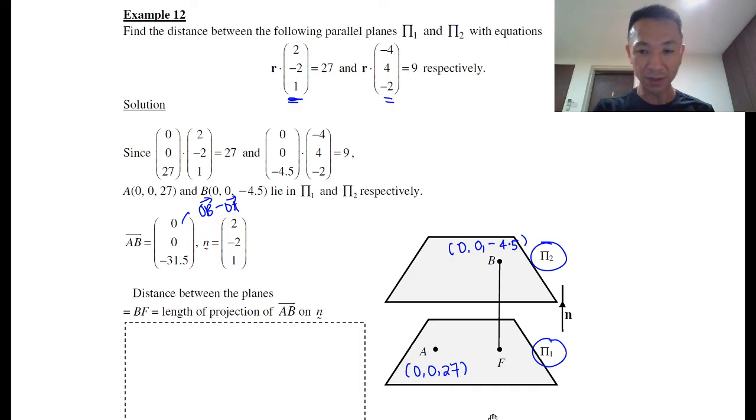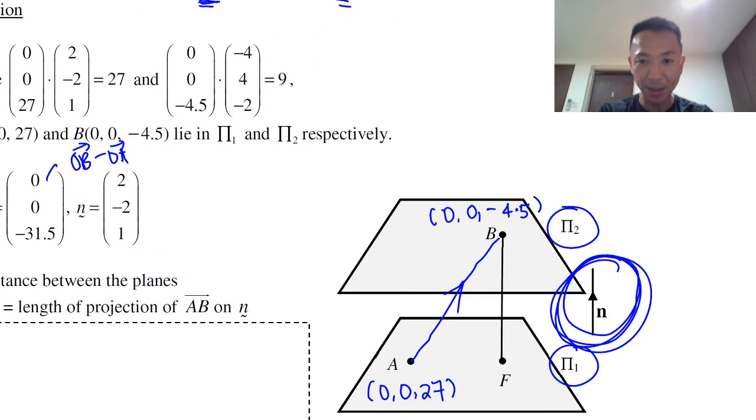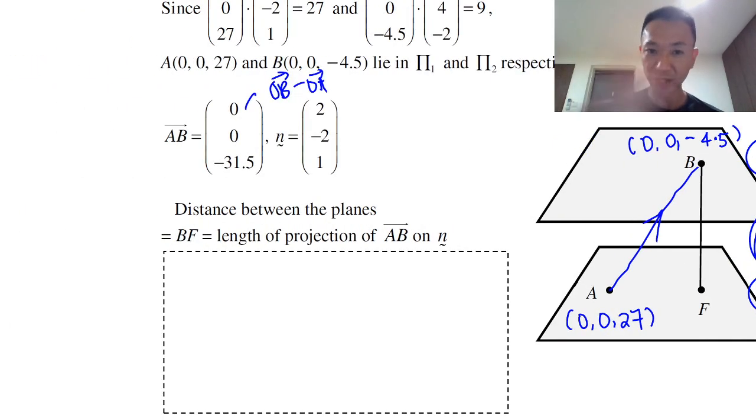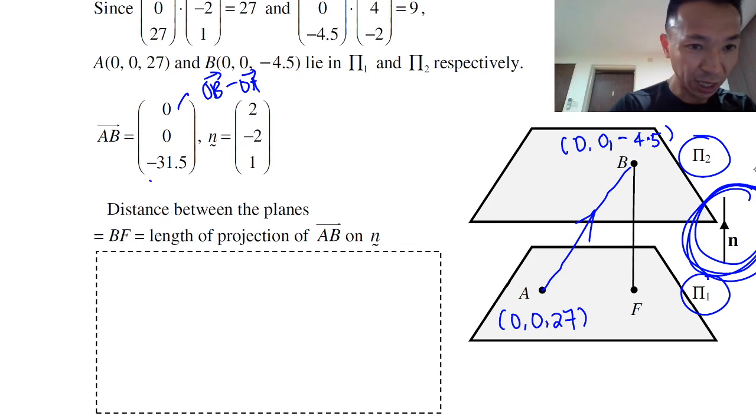Then I project it onto the normal vector. Why does projection work here? Because look, AB is like that. I know the direction N. I know the shortest distance here, BF, must be parallel to the normal vector. So I take AB, project onto N, job done. Is it very difficult? I don't think so. If you know your projection idea well, then it's not difficult.